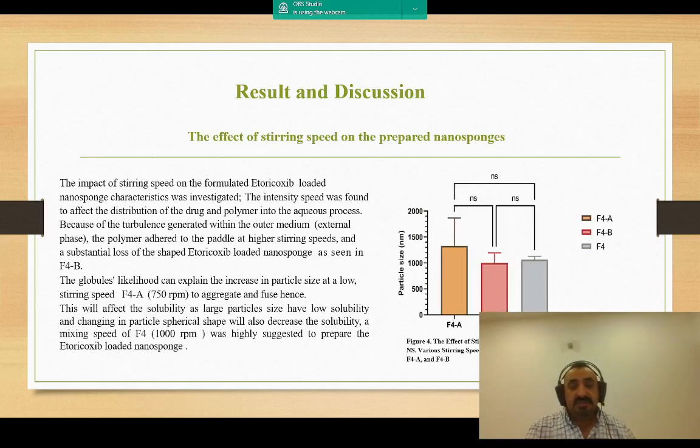Also, the effect of stirring speed. As the stirring speed goes above the optimum 1000 RPM, it will lead to adherence and change in the spherical shape of the formed nanosponge, and this will lead to a decrease in the solubility. And as the stirring speed goes below the optimum 1000 RPM, it leads to globules, with large particle size, and this will also affect the solubility of the formed nanosponge.